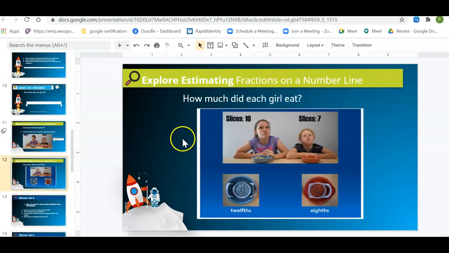And on this very next slide, after watching the video, you're going to have an opportunity to answer this one in your notebook. How much did each girl eat? I've already given you the fact that the bigger girl ate 10 out of 12 slices, and the younger girl ate 7 out of 8 slices.